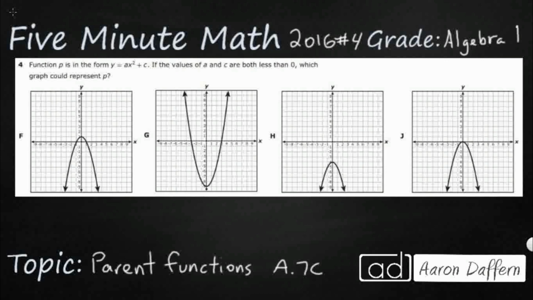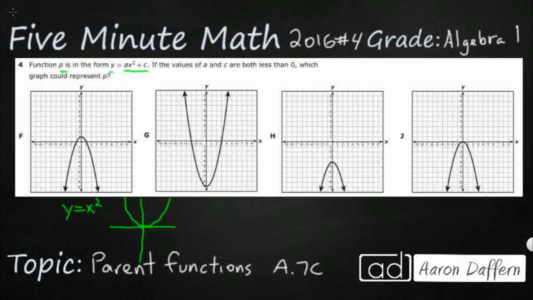So we've got function p here in the form y equals ax squared plus c. So that's going to be a little bit weird for us. What do we know about the parent function? Your most basic function we call our parent function, y equals x squared. When we're looking at this quadratic, we get a perfect parabola. It's opening up, and the vertex is right there at the origin, (0, 0).